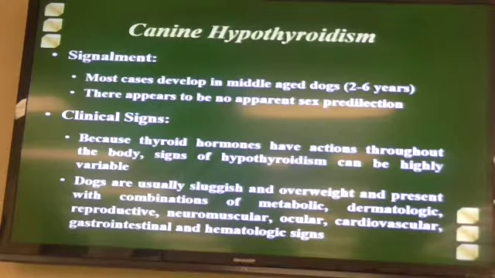And hematological signs. In other words, there are so many different signs because it affects all systems as far as the body is concerned. And just looking at the animal, you can't just look at the animal. Look at alopecia, it could be hypothyroidism, it could be other endocrine disorders. So you have to consider all those.